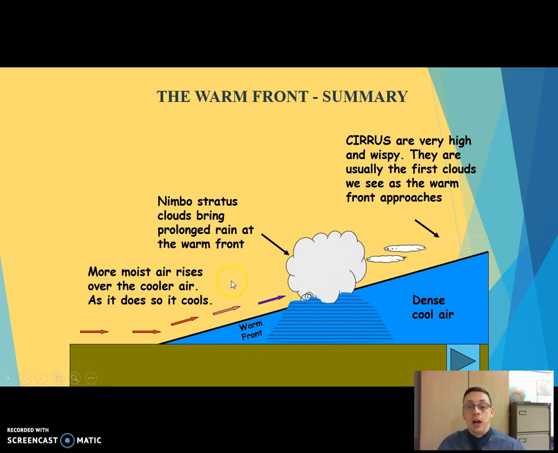And this all happens because the warmer, moister air rises up along the warm front, over the cooler air, and as it rises, it cools, condenses, and we get clouds.